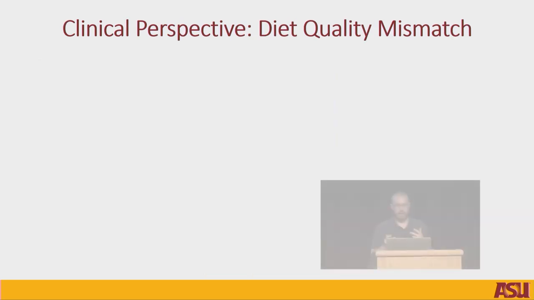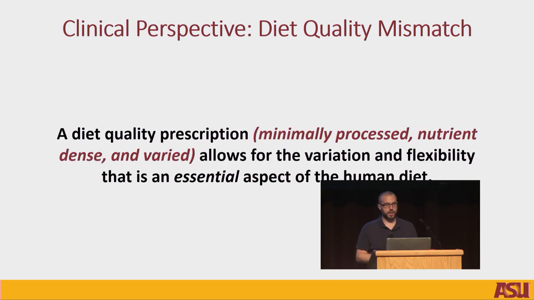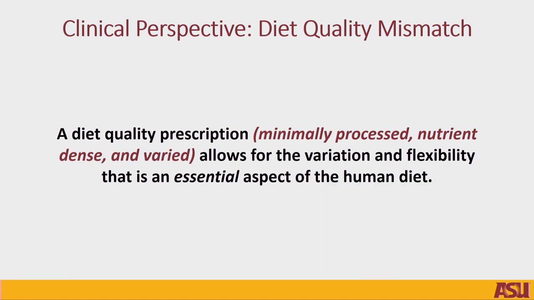And one thing that I really like about thinking about diet quality like this is that this diet quality prescription of just consuming a minimally processed, nutrient-dense, and varied diet really allows for the variation and flexibility that's an essential aspect of the human diet. So in terms of adherence, having a dietary recommendation that allows people some wiggle room in terms of what they eat, and how their diet can change as their tastes change or food accessibility changes, this prescription would also hopefully satisfy everybody within anthropology and evolutionary biology, because it'll allow for the variation that they talk about throughout human evolution.